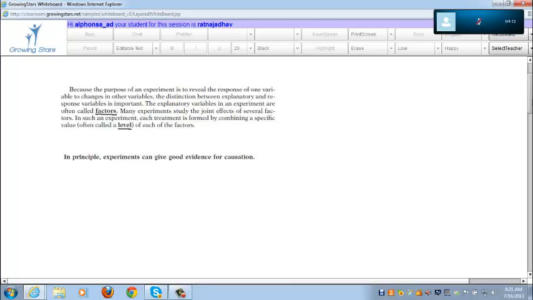Okay, and then the placebo effect. In medical treatments, it is observed that when people know that they are being treated, they tend to respond positively. So it might not be that the given pill is good. It may be that the people are responding positively. It may be due to the placebo effect.